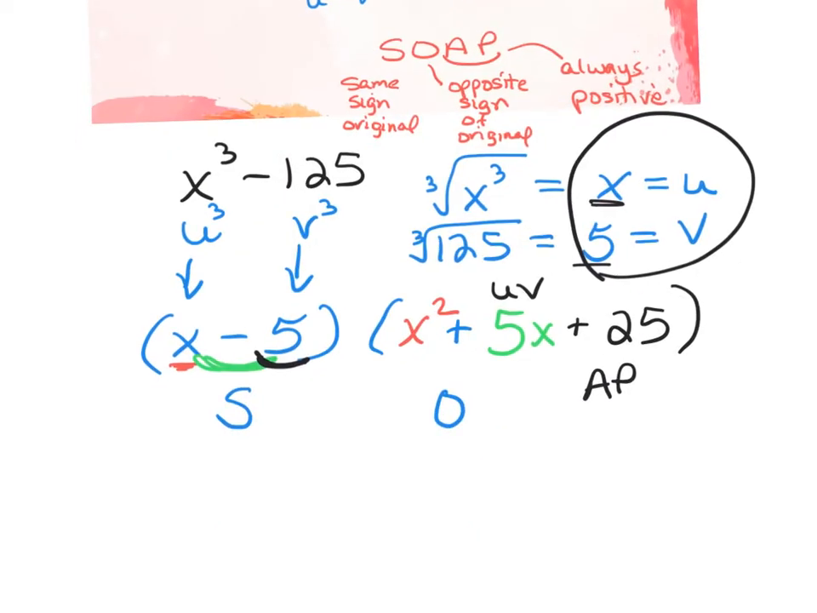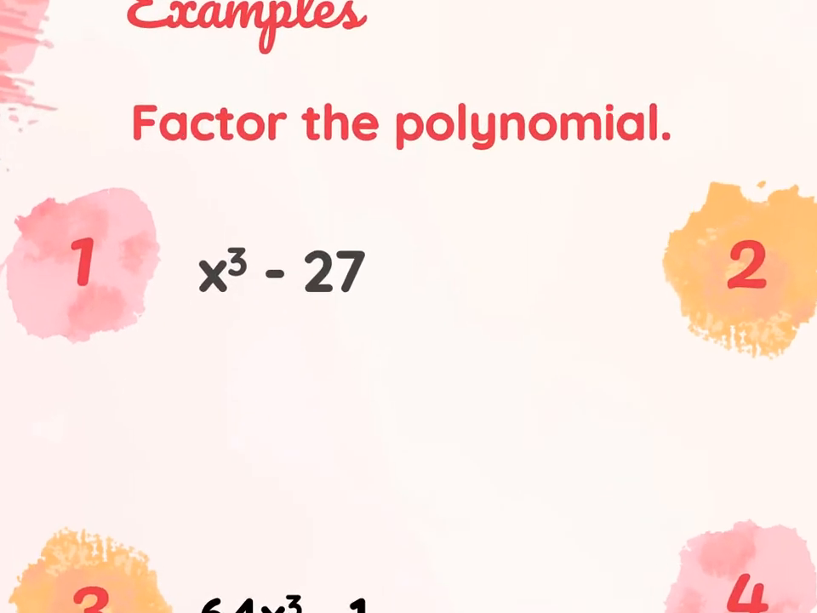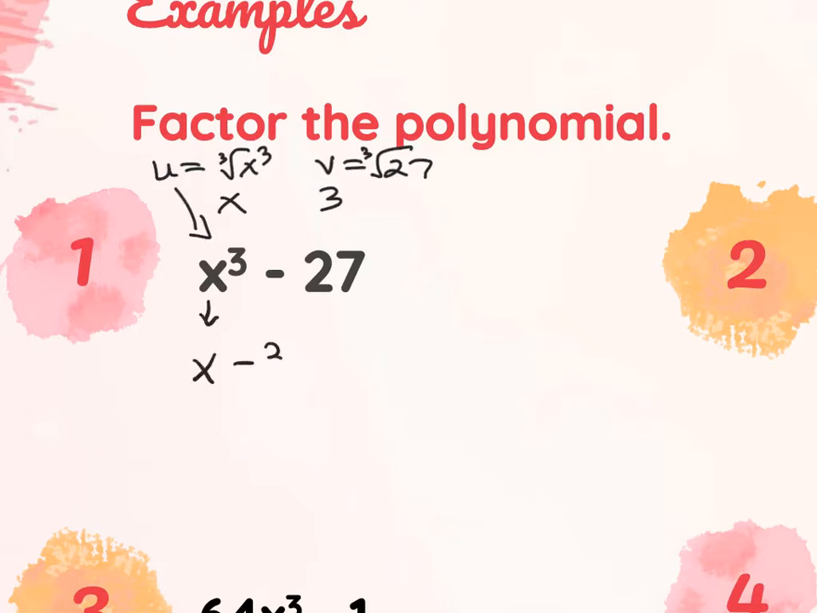Let's try another one. All right, so if it helps you to see this first, I am going to figure out what u equals and what v equals. U I find by cube rooting this first term, which gives me x. Then when I find v, I cube root the 27, which gives me 3. So this becomes x minus 3.